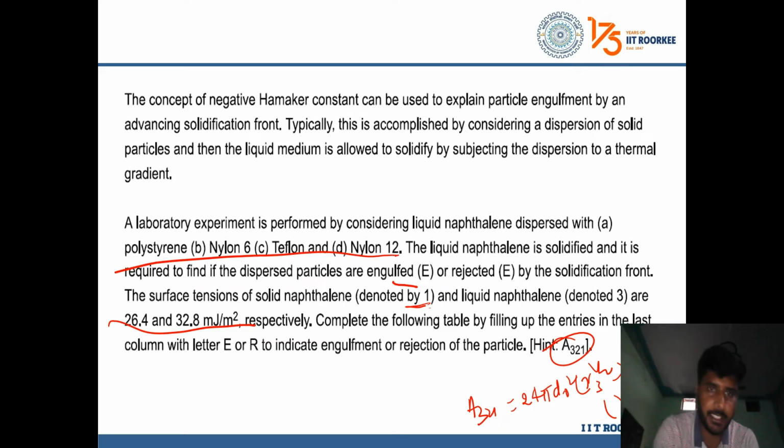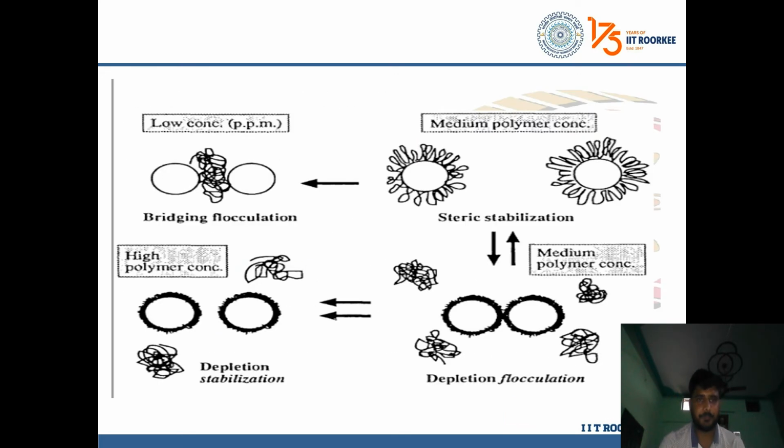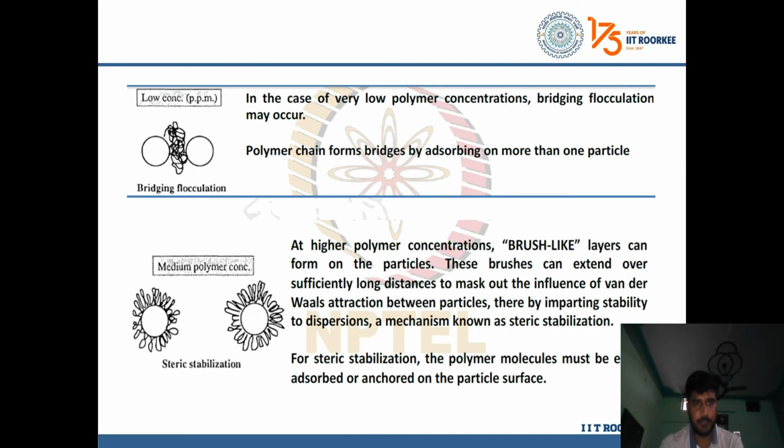If you are getting a negative value, it will be particle engulfment, that is E, or this is R basically. If you have a positive value, then it will be rejection. These are some flocculation phenomena or particle stabilization phenomena you can read or revise again. Similarly, for bridging flocculation and steric stabilization, you just have to focus on the polymer concentration here, whether it is low, medium or high.